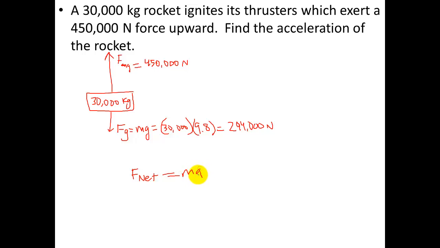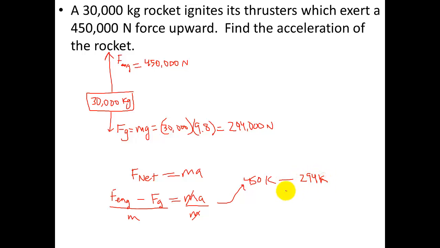Fnet equals ma. I have an upward force, F engine, minus the downward force, force of gravity, equals ma. And now to solve for a, I'm going to divide both sides by m. So I can cross the m out. And now I can do F engine, which is 450,000 minus 294,000 divided by the mass, which is 30,000, equals the acceleration. And we'll calculate this out. 450 minus 294, divided by 30 equals 5.2. 5.2 meters per second squared.